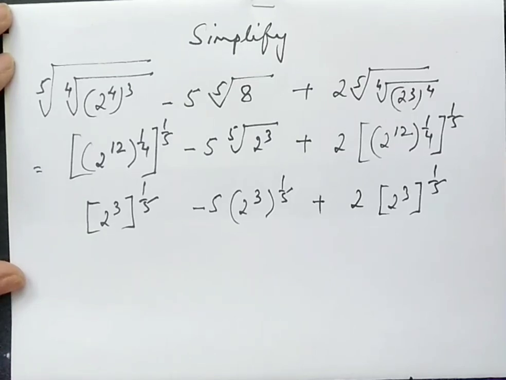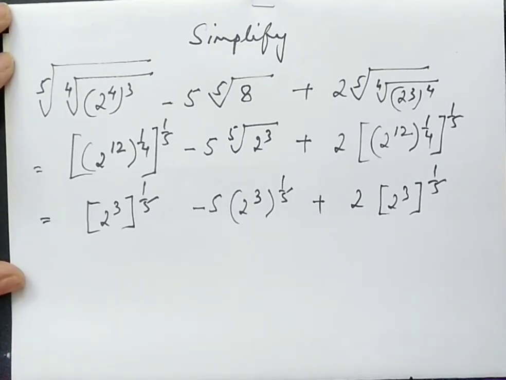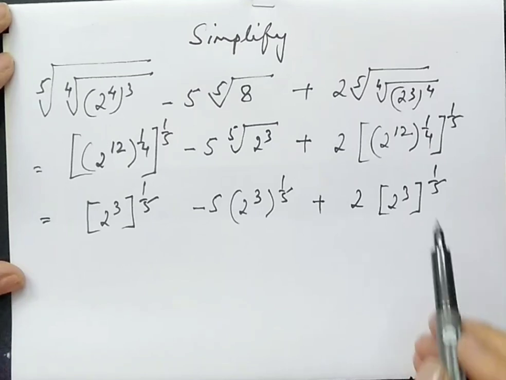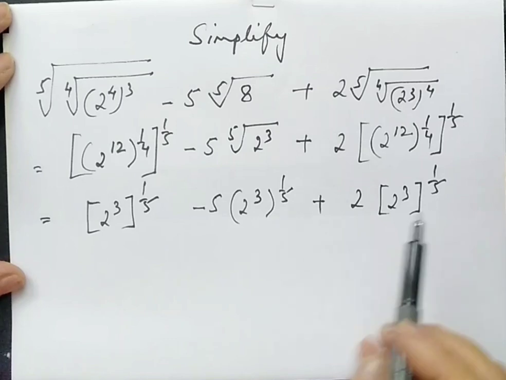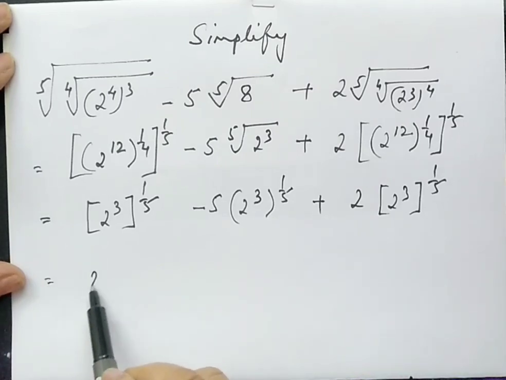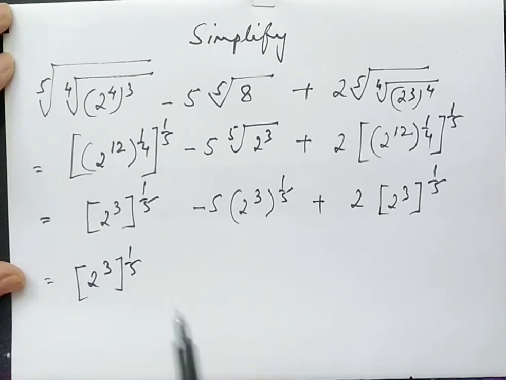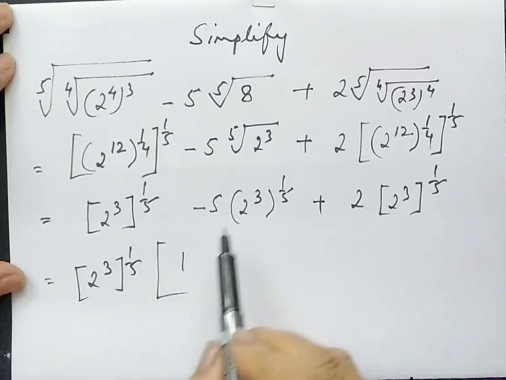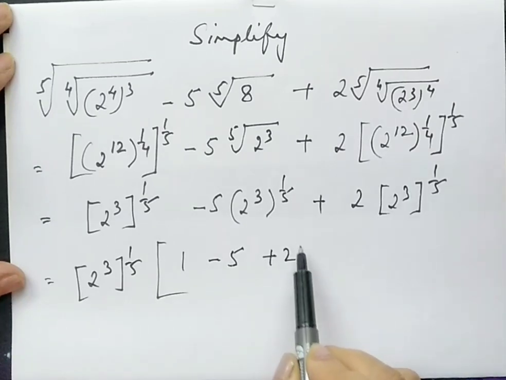So something seems very common here, isn't it? So what is that, guys? So this seems very common. So can we pull it out as common? Of course, 2 to the power 3 and 1 by 5. And then we have another bracket. This is 1, for this minus 5, and for this plus 2.